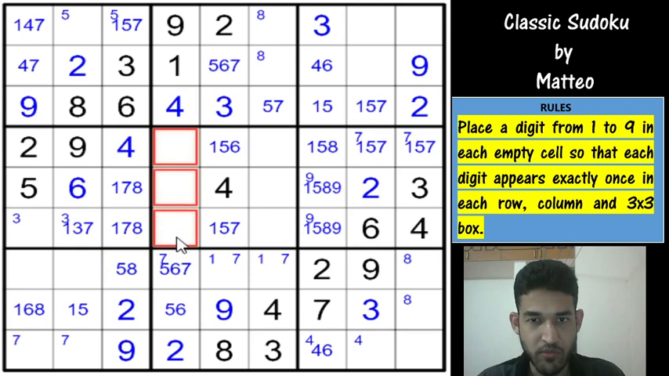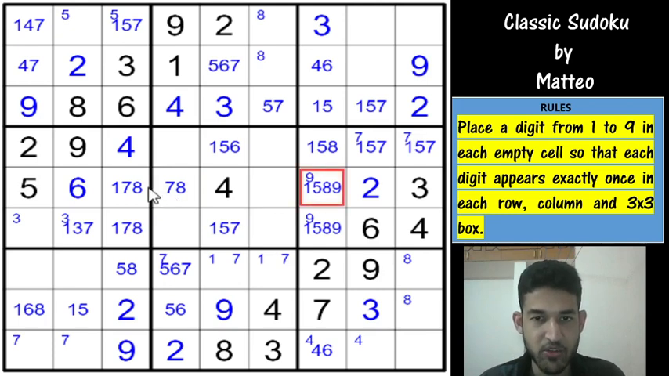Okay, let me look at column 4: 1 2 4 9, so 3 5 6 7 8. I have 3 5 and 6 here, so this would be a 7 and 8, and I can remove the 5 from here because of the 5 here.